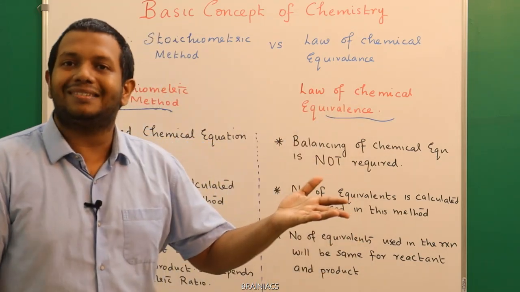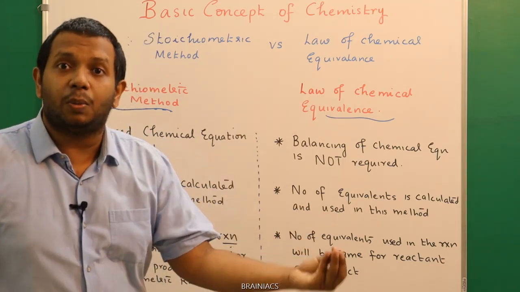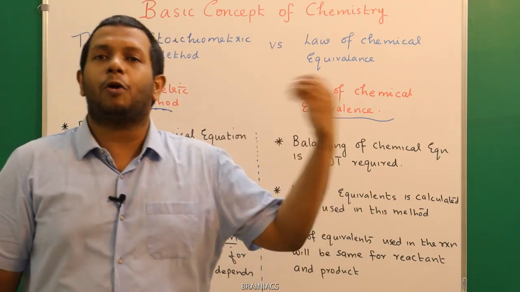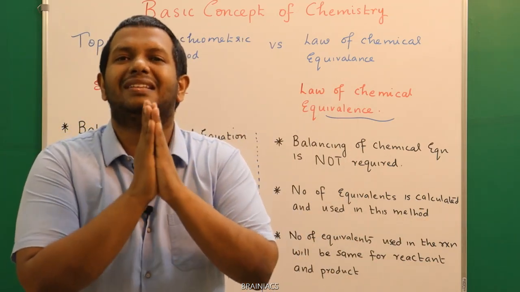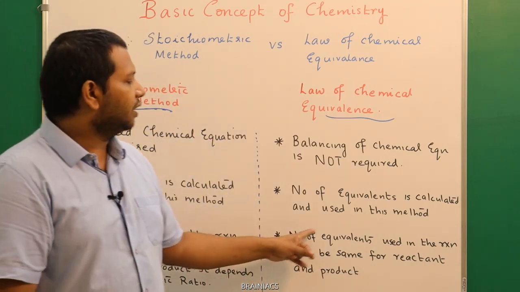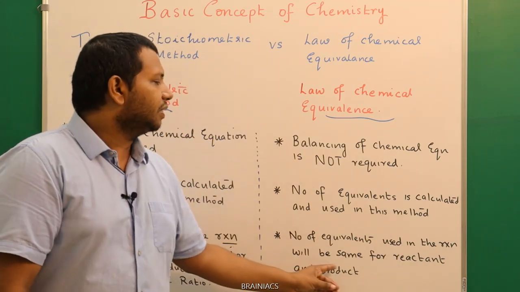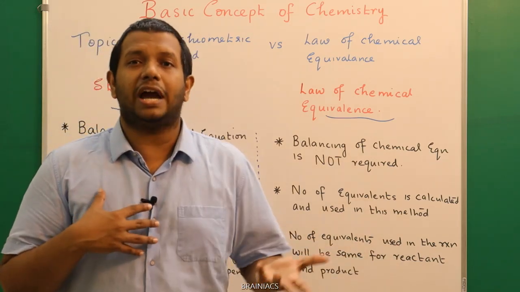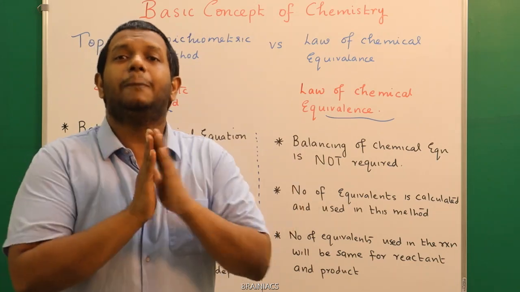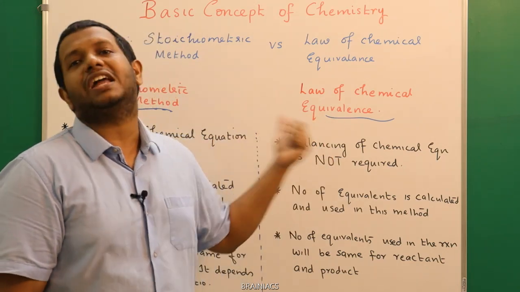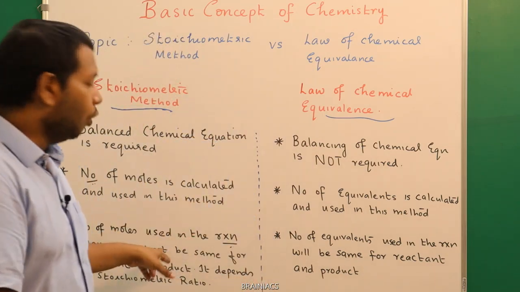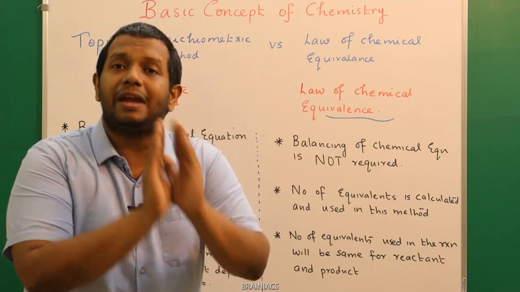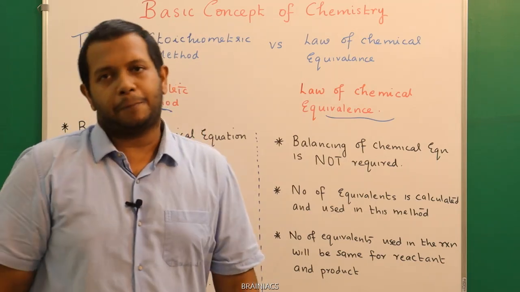Law of chemical equivalence states that the number of equivalents of the reactants as well as the number of equivalents of the product formed will always be the same. Understood? So that's why the number of equivalents used in the reaction will be the same for both reactant and product. I know that this is a little bit hard to digest. Sir, how is it becoming the same? I will prove it mathematically, or I will show with an equation and prove that the number of moles will vary, that you can imagine, correct? And I will show that the number of equivalents will remain the same for reactant and product.